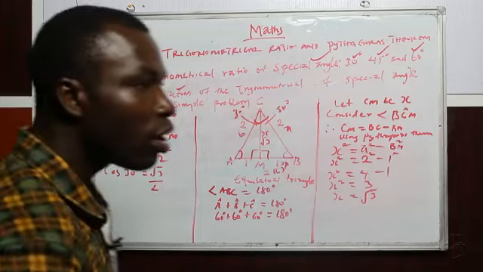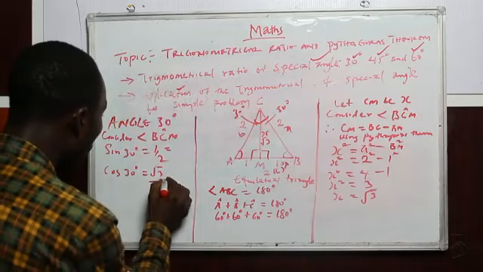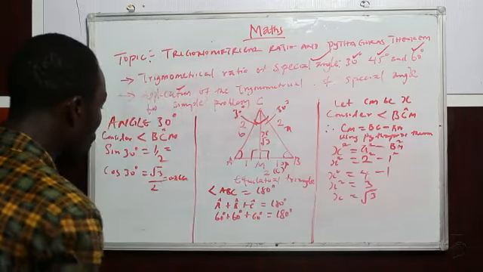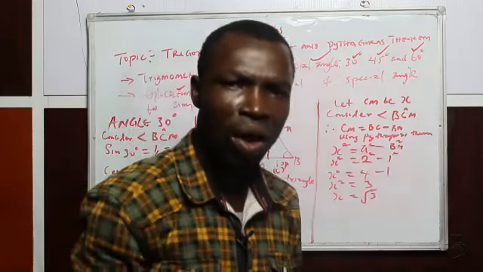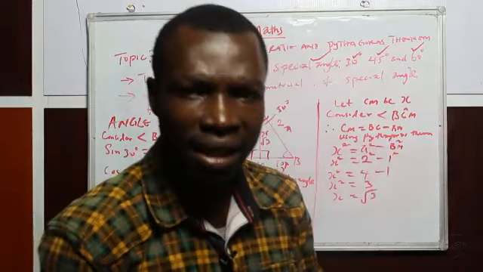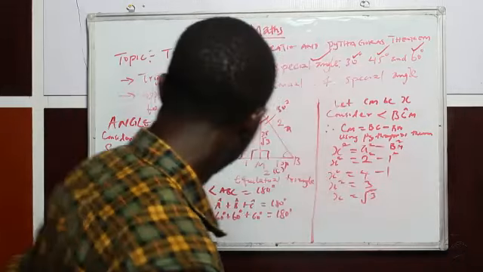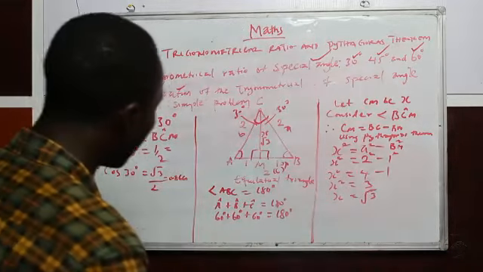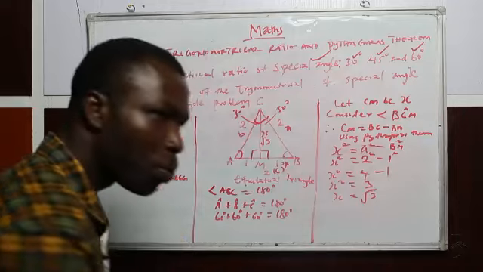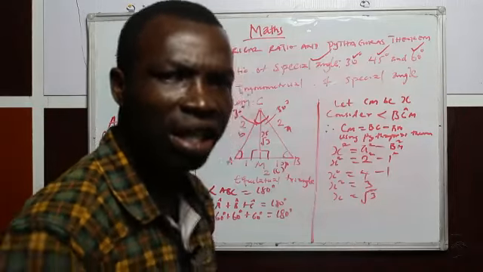This is our adjacent. This is our hypotenuse, which is equal to root 3 over what? 2. Root 3 over 2 will give you what? 0.8660, which is the same thing in your calculator as 0.8660. Therefore, we are correct with this triangle that we use to compute angles without using calculator.